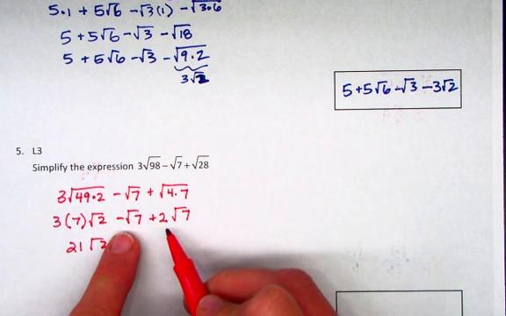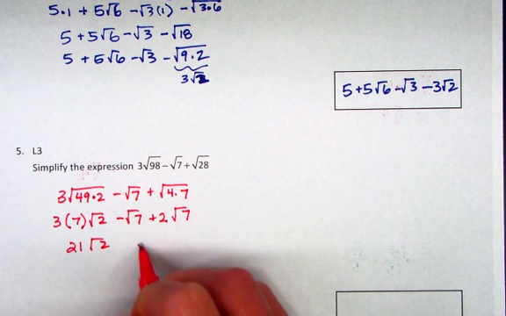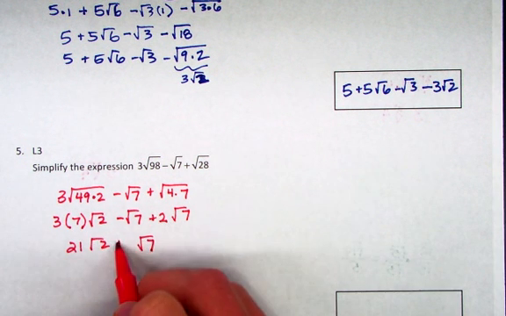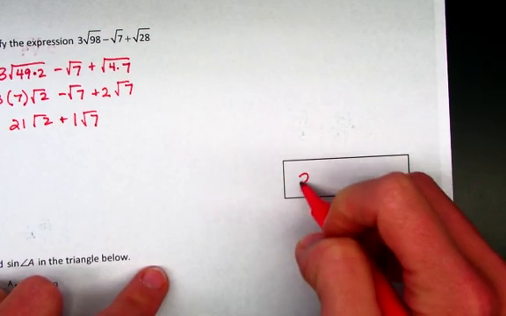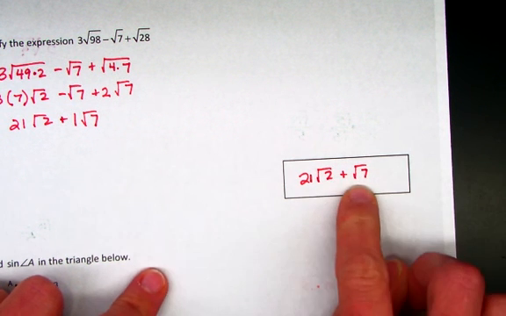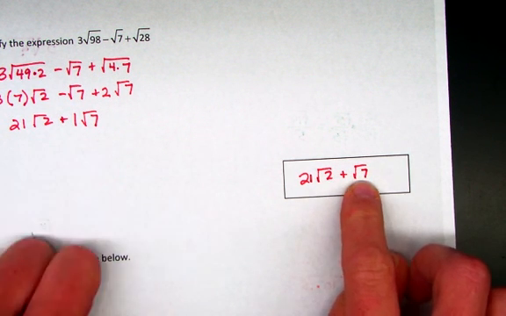We have a negative 1 root 7 term and a positive 2 root 7 term. So the root 7 stays, but negative 1 plus 2 is positive 1. So our final answer is 21 root 2 plus root 7. Notice I dropped the 1 here because 1 times root 7 is just root 7.